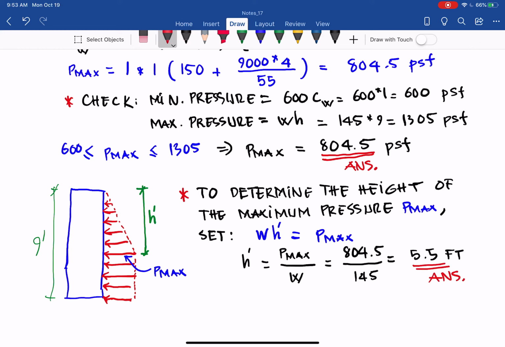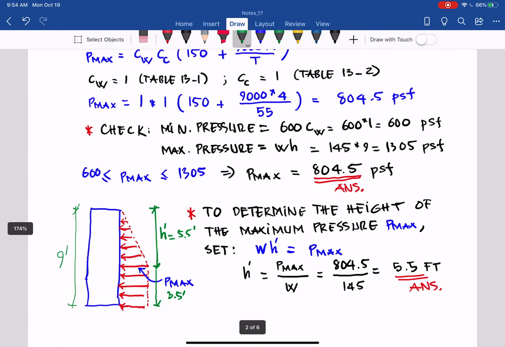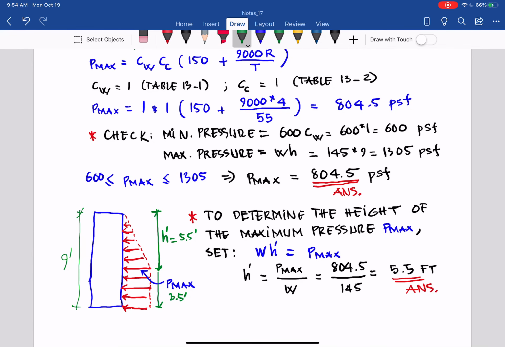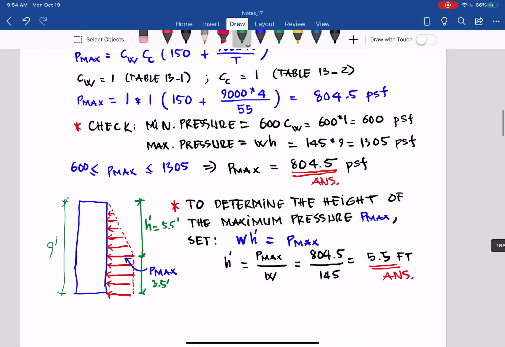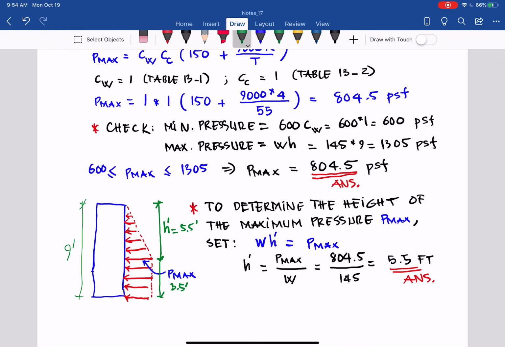So what does that mean? H apostrophe equals 5.5 feet, and the extent that gets Pmax from the bottom of the wall is 9 minus 5.5, so we have 3.5 feet for that. Makes sense? So what if you find out H apostrophe is like 10 feet? It means that it is more than the height of the wall, 9 feet. So it means that it's totally fluid throughout, so it's linear throughout the height of the wall. That you will see in the next problem 2.